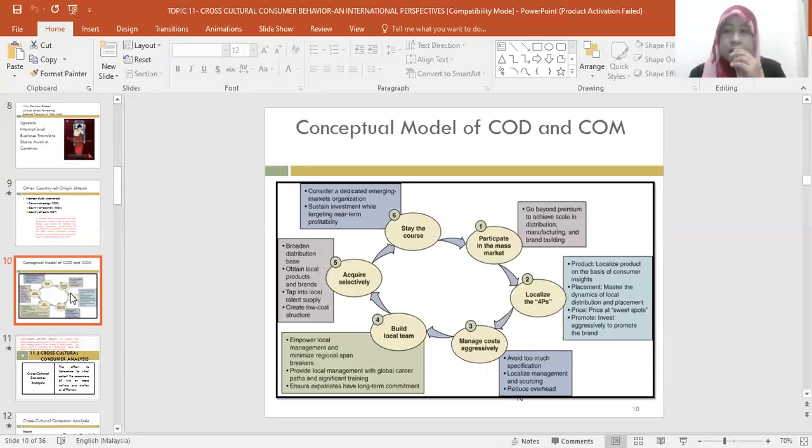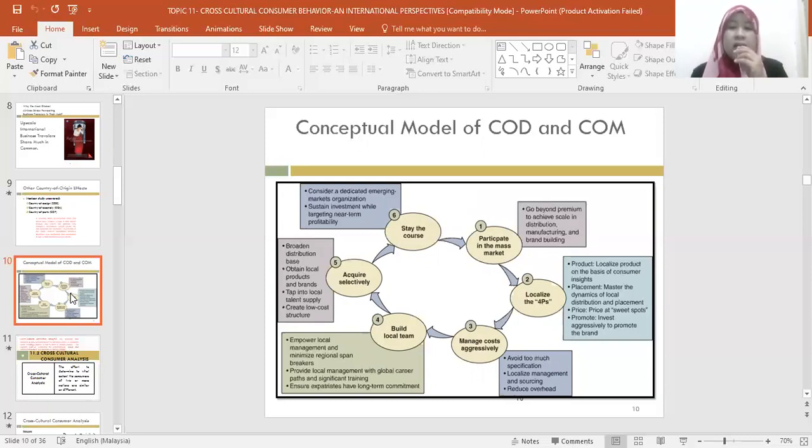And number two, we will localize the 4 P's. Remember we have product, price, place, promotion. So here, the product is localized on the basis of consumer insight, and then we have the placement, master the dynamics of the local distribution and placement. And for the price, at the sweet spots, meaning what is the most attractive price to the consumer, and then promote, invest aggressively to promote the brand.